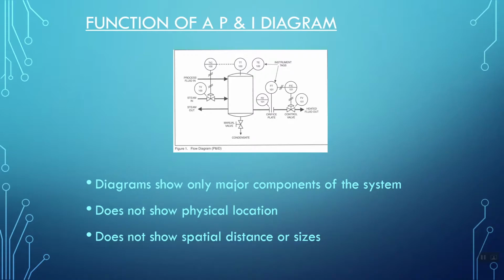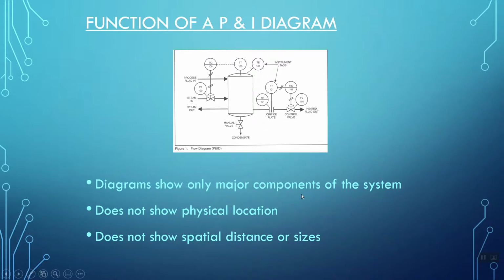We have a tank. We have some valves. We have an orifice plate. We have labels. And these labels will tell us what they represent. TV tells us it is a valve. TIC is a temperature indicator. TT is a tank. These are the tags. Flow transmitter, flow element, flow valve, blah, blah, blah, things like that.